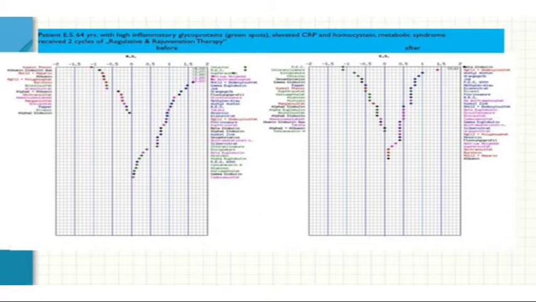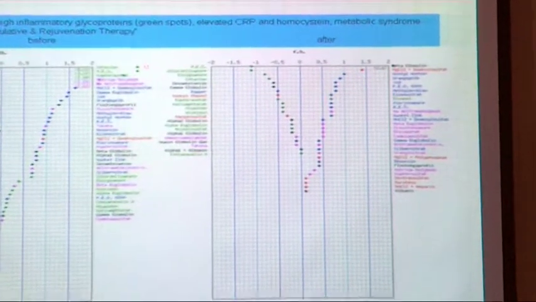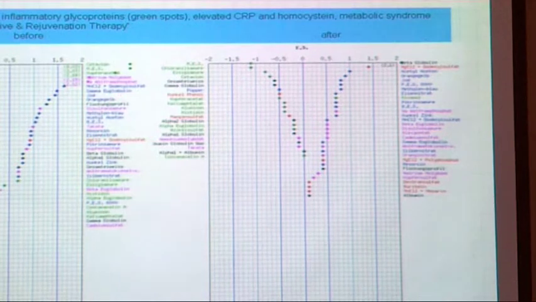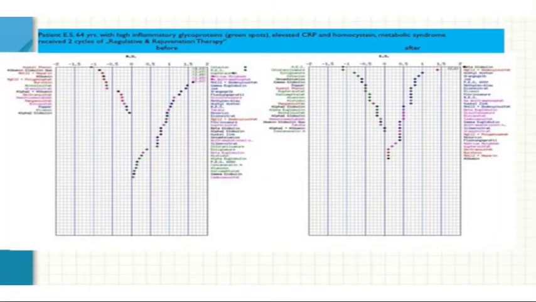So after a treatment, I think he got 2 cycles of the infusions. You see how your dots migrate, and how this has been improved. The inflammation is gone. And this illustrates the efficacy of the treatment.